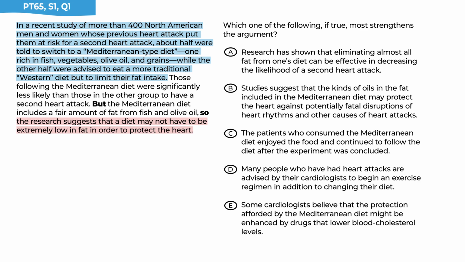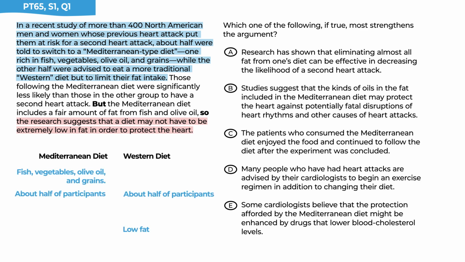And we've given a lot of information there. Those on the Mediterranean diet were eating fish, vegetables, olive oil, and grains. Those on the Western diet, well, they were told to eat less fat. And about half of the participants were on the Mediterranean diet, and about half of the participants were on the Western diet. Now, the next sentence gives us that those following the Mediterranean diet were significantly less likely than those in the other group to have a second heart attack.